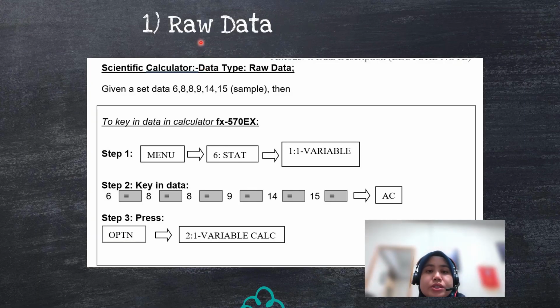Okay, now let's practice using your calculator at hand, the FX570EX. Step number 1, press menu and choose number 6, which is stat for statistics, and next choose one variable. Step number 2 is very easy. Just press 6 equal, 8 equal, 8 equal, 9 equal, 14 equal, 15 equal, and then press AC. Step number 3, press OPTN, and you will get 2.1. Choose variable calculator and you get your values. Very easy for you to practice.